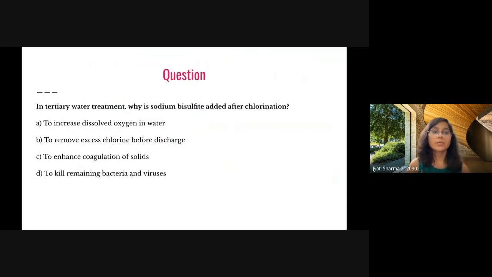Okay, so the question is, in tertiary water treatment, why is sodium bisulfite added after chlorination? To increase dissolved oxygen in water, to remove excess chlorine before discharge, to enhance coagulation of solids, or to kill remaining bacteria and viruses. Why are we adding sodium bisulfite after chlorination?